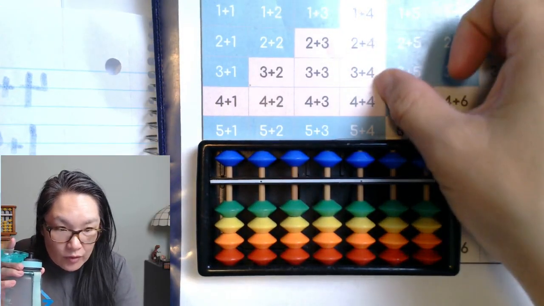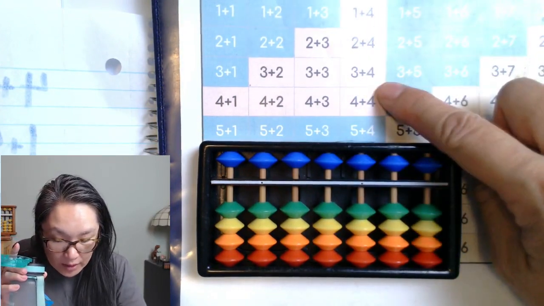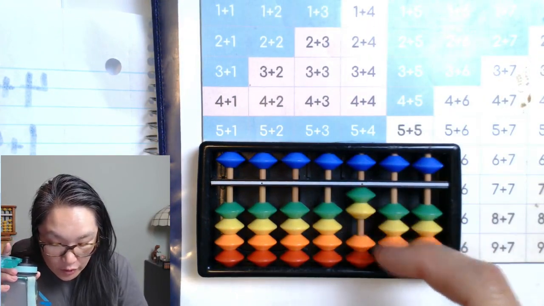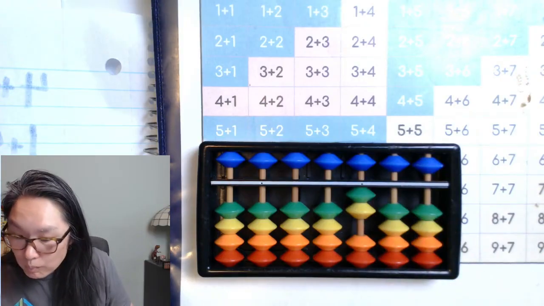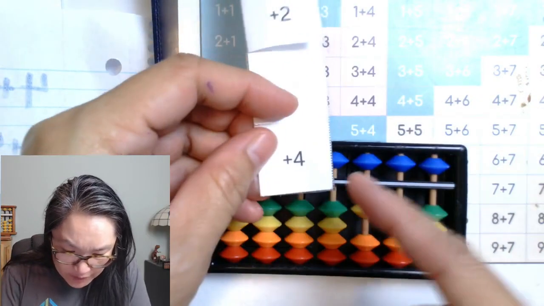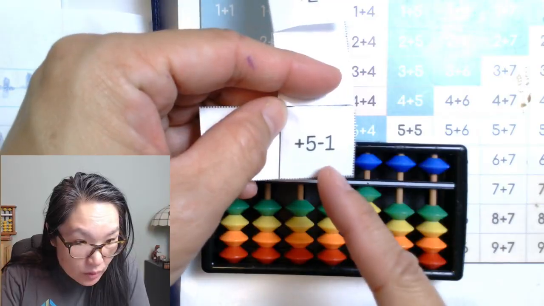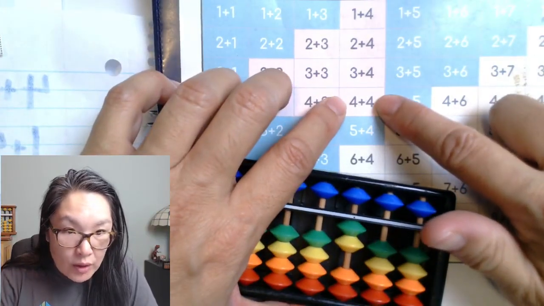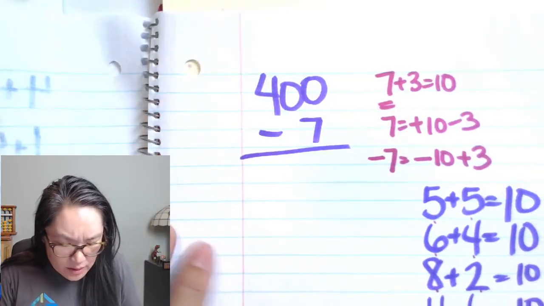We did this before. Plus the 4 is equal to plus the 5 minus the 1. So if we do 2 plus 4, we do plus the 5 minus the 1. We know this. What are doubles? Doubles is like 4 plus 4.